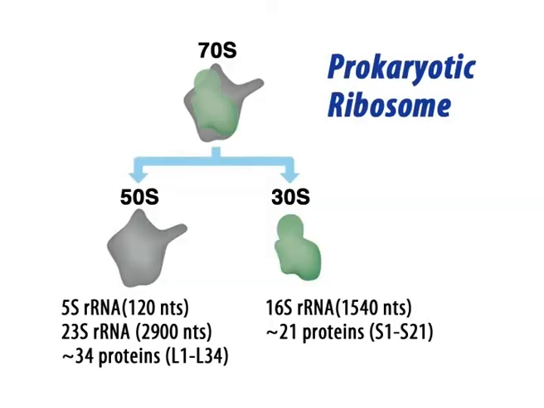Prokaryotes have 70S ribosomes, each consisting of a small 30S and a large 50S subunit. Their small subunit has a 16S RNA consisting of 1540 nucleotides bound to 21 proteins. The large subunit is composed of a 5S RNA subunit having 120 nucleotides, a 23S RNA subunit consisting of 2900 nucleotides, and 34 proteins.